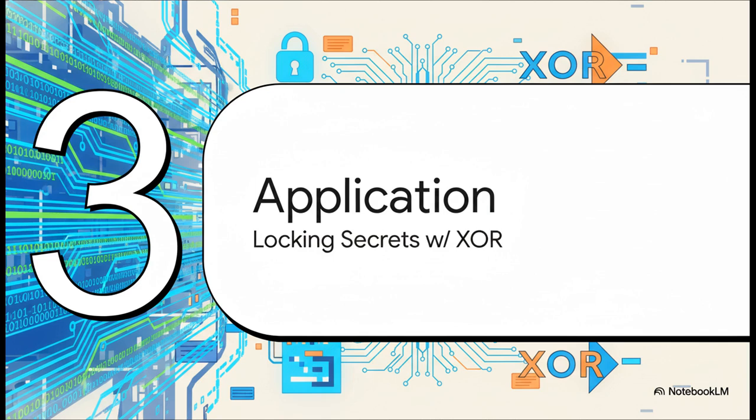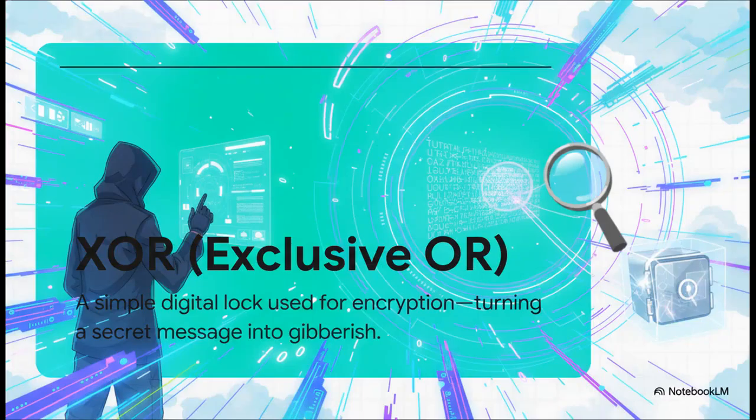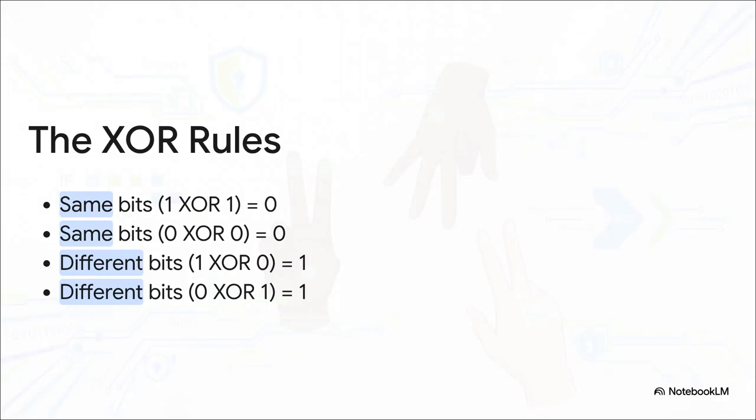Because binary isn't just for organizing information, it's also for hiding it. Let's dive into encryption. We're going to look at a fundamental tool called XOR, which is short for exclusive OR. The easiest way to think about it is like a simple digital lock. It can scramble any message you give it, turning it into total nonsense for anyone who doesn't have the key. The rules are ridiculously simple. You ready? If 2 bits are the same, the result is 0. If they're different, the result is 1. That's it. Same equals off, different equals on.